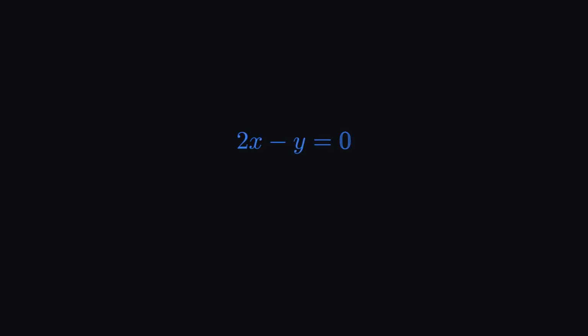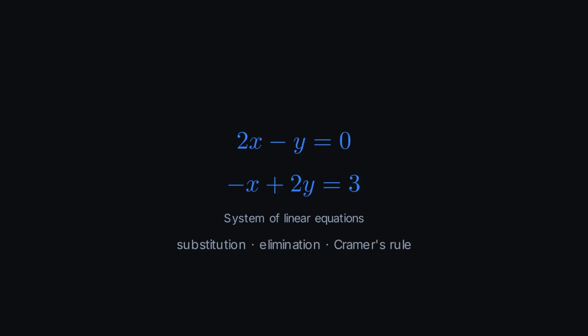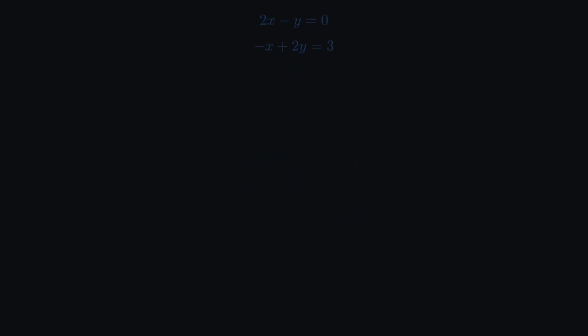2x minus y equals 0, negative x plus 2y equals 3. You've solved systems like this 100 times. Substitution, elimination, maybe Cramer's rule. But the way you've been looking at this system is only 1/3 of the story.